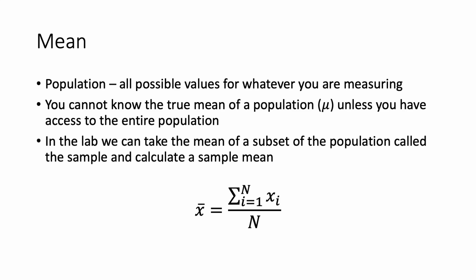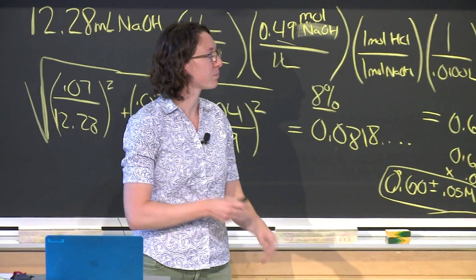We're not going to be making all of the possible measurements there are for each quantity that we measure. So in the lab, we can take the mean of a subset of the population, we call that the sample, and then calculate our sample mean. So a population mean, if you ever see in statistical literature, is denoted as mu, and then our sample mean is denoted as x bar, where you just add up all of your measurements, divide by the number of measurements you took, and that's your mean.